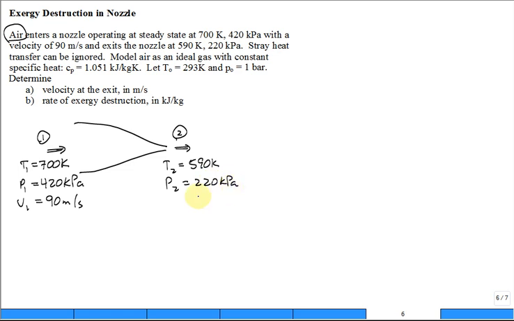Look at those numbers. Temperature goes down, pressure goes down. Does that make sense? Yeah, I think it makes sense. Stray heat transfer can be neglected, so Q dot is equal to 0. There's no shaft work, so W dot is equal to 0 as well. The nozzle doesn't have any shaft work in or out. And you want to model it as an ideal gas with constant specific heat using this value for C sub P. So we want to use that value of specific heat, and we don't need to go to the air tables. Use a constant specific heat. Okay, calculate the velocity at the exit.